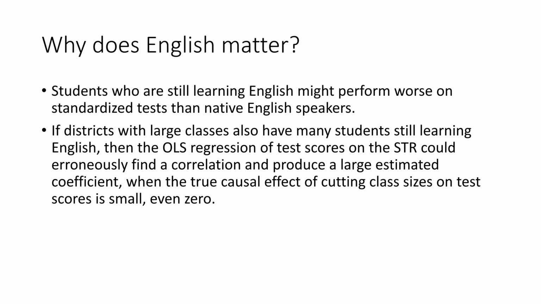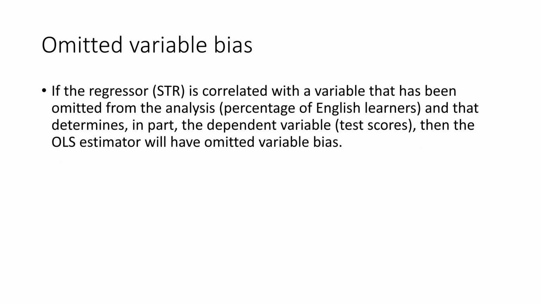So the question that comes up is, what if districts with large classes also have many students who are still learning English? In other words, how do we know if it's the large classes that are driving test scores down, or if it's the fact that there's actually a large number of non-English speaking students? That's what we're going to try and tease out of this regression by including a couple of other variables. So this is what's known as that omitted variable bias.